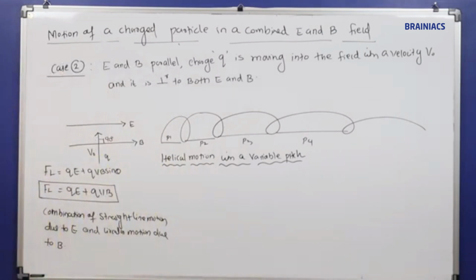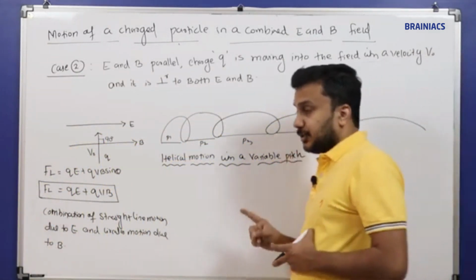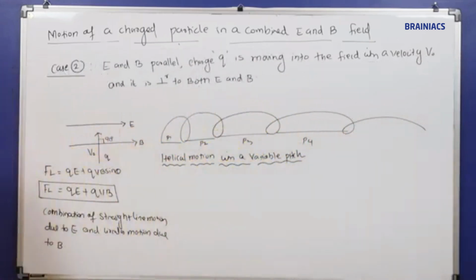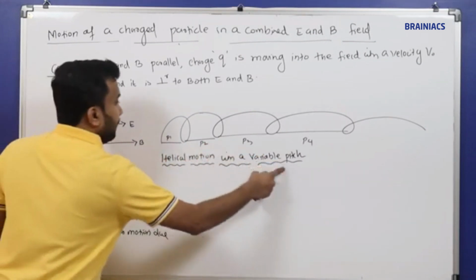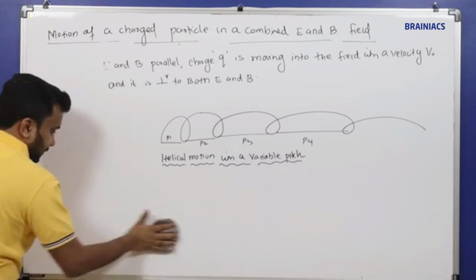So it is a helical motion with a variable pitch when the electric and magnetic fields are parallel to each other and the velocity is perpendicular to both. Then this will execute a helical motion with respect to the electric and magnetic fields, helical motion with variable pitch. Okay, fine. So let's go to the next case, number 3.